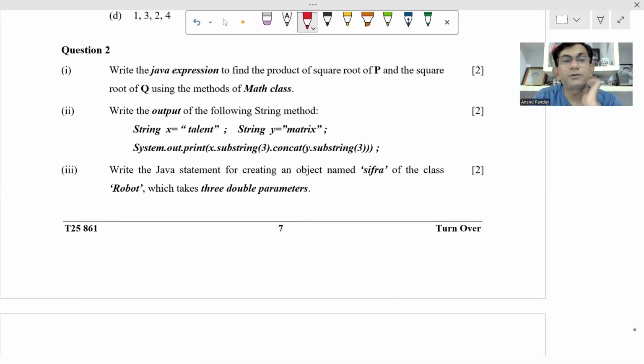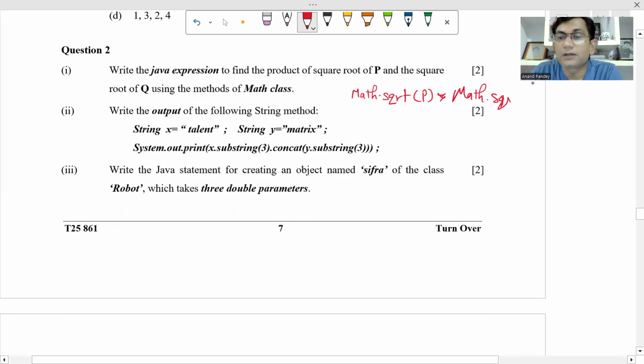See the question number 2. Let's start. Write the Java expression to find the product of square root of p and the square root of q using the methods of Math class. Product of square root of p and square root of q. How to find the square root of any number? For that we have a function sqrt of Math class. The square root of p into Math dot sqrt of q. The product of square root of p and square root of q.